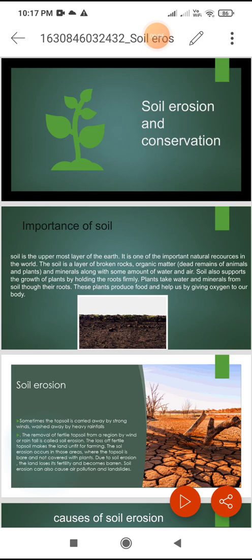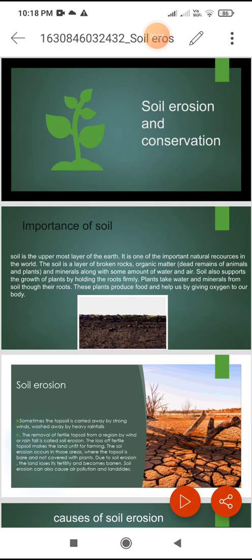In last class you learned about the formation of soil, composition of soil, soil profile and the different layers present in soil and what the compositions of those soils are. You learned very well. And you also know about the uses of soil.